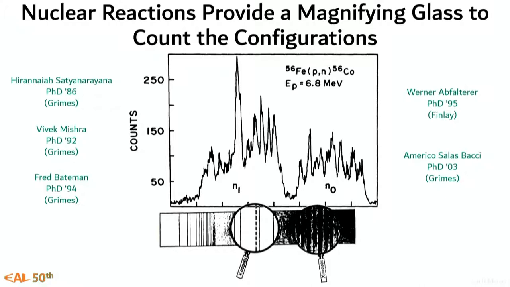And nuclear reactions that you perform at the Edwards Lab basically provide a magnifying glass to count these configurations and see how these nuclei really are structured and how well the statistical picture of a nucleus works. For instance, what we're looking at here, for people in the business, is Ericson fluctuations. Roger Finlay did a lot of the early work, and Steve Grimes led this over many years, and you can see several PhD students, Vivek Mishra, who's in the audience, did this work to really count these configurations and figure out how exactly a nucleus is structured from a statistical perspective.